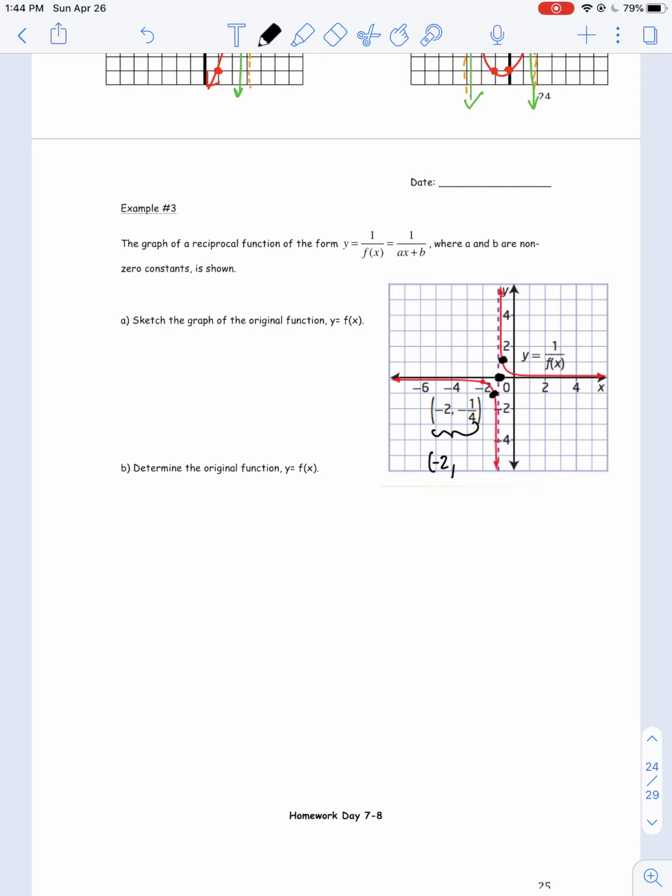And we also are given a point. If we ever do the reciprocal of the y-coordinate, that's the point on the original. So if I flip -1/4, I get -4. All I did was take the reciprocal of that point, and I got -4. So I can plot that as well. So -2 and -4 would be on the graph. And from here, I can just connect all these points, as best as you can. This is the graph of the original.